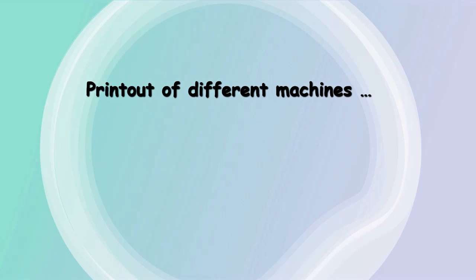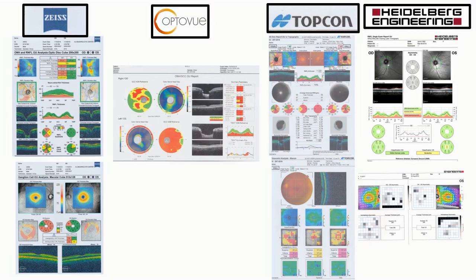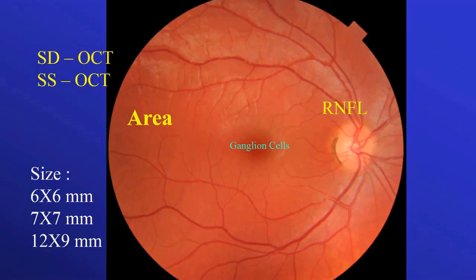I'm going to discuss the printout of the different machines. These are the 4 common machines available in Egypt. These machines can be spectral domain or swept source. They are applied to the disc, the peripapillary nerve fiber layer, or the macular area.